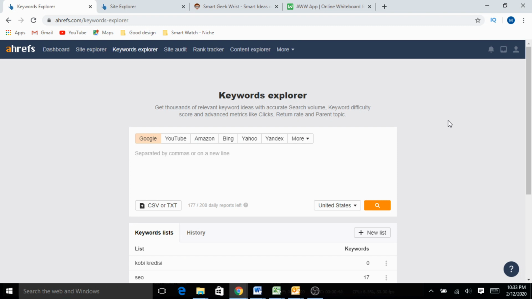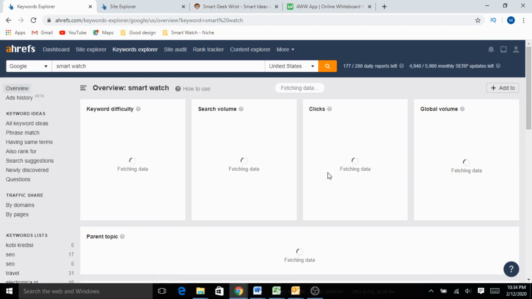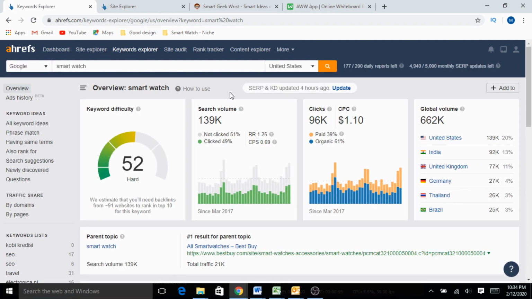Okay, let's get into the details. The micro niche that I discovered is smartwatch. Okay, let's look into the data. So here are the data points. Keyword difficulty for smartwatch on its own is 52, which shows it as hard, and there is a very good search volume.